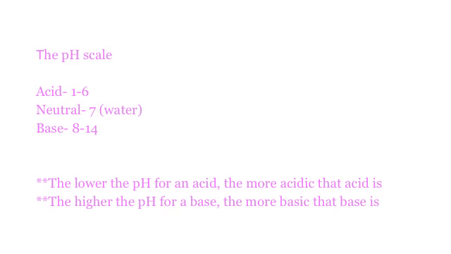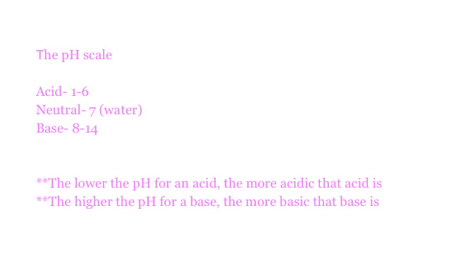So the general pH scale is as follows. An acid goes from the range of 1 to 6, while a base goes from 8 to 14. Now in the middle, the neutral 7 is where the concentrations of the H3O+ and OH- ions are equal, which is usually your water.